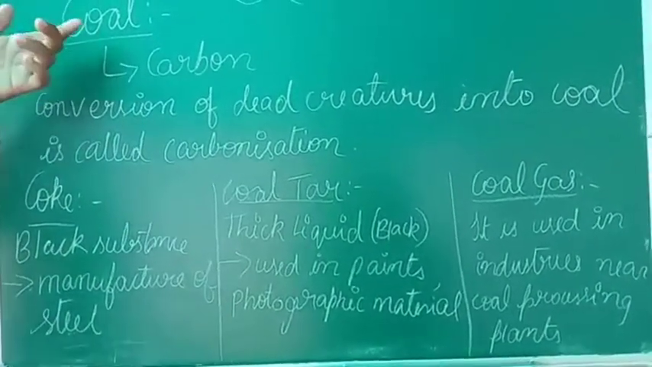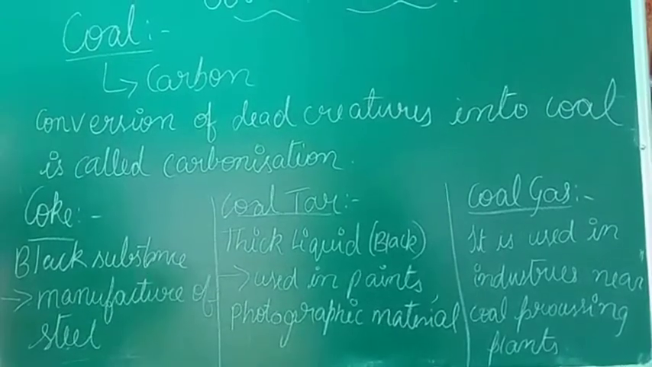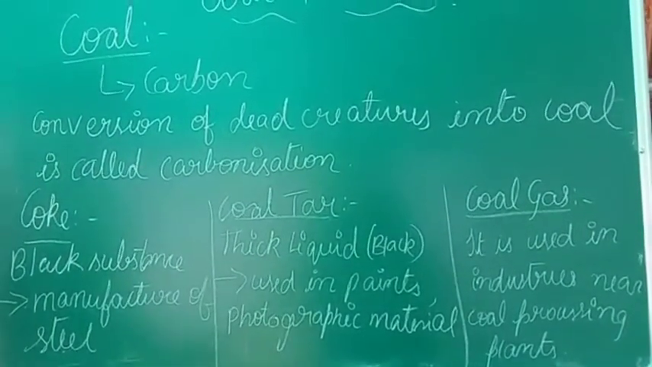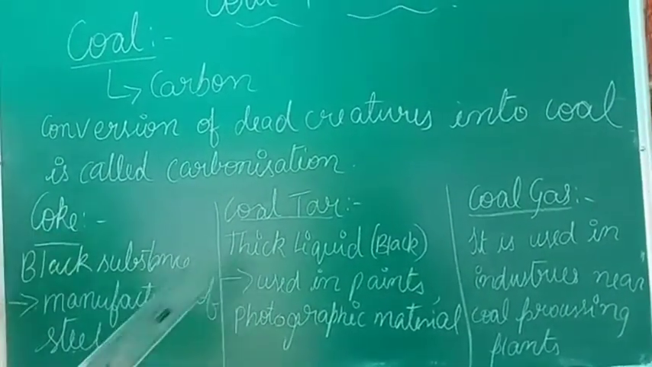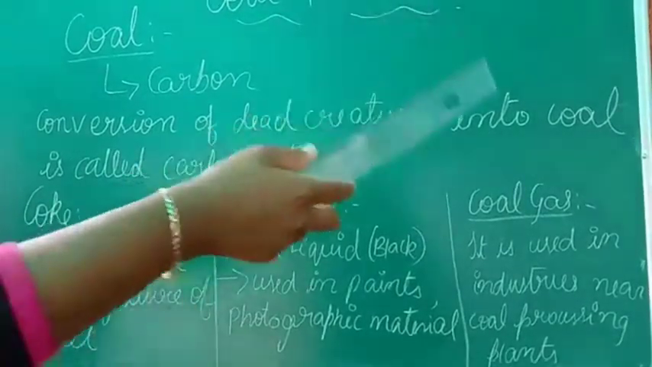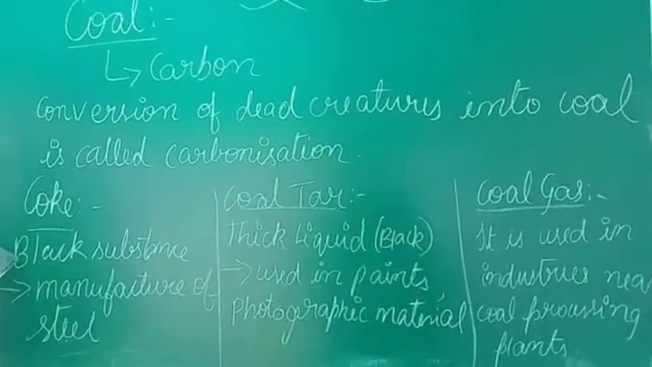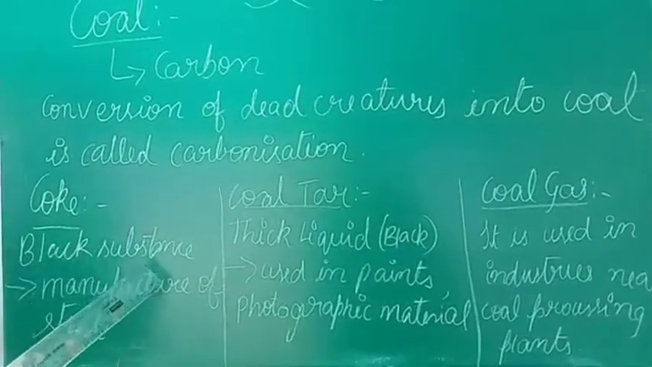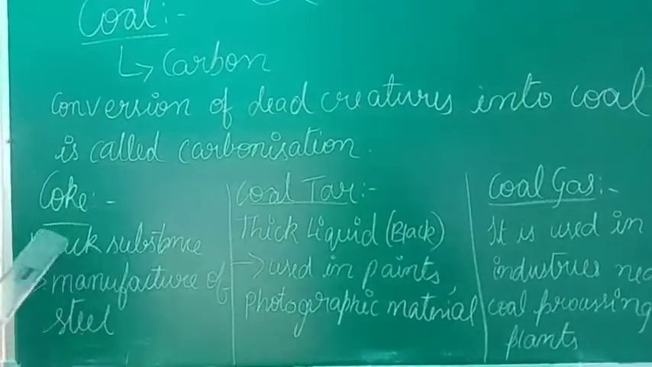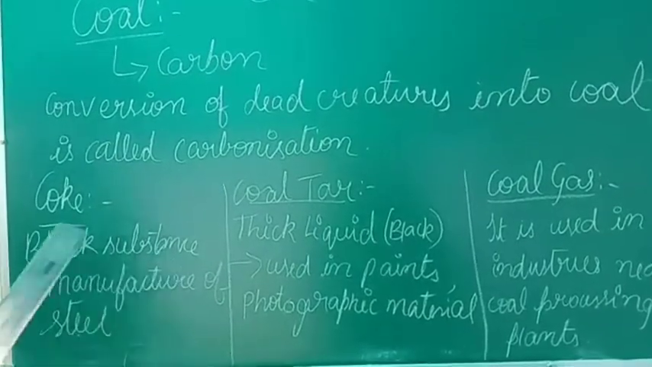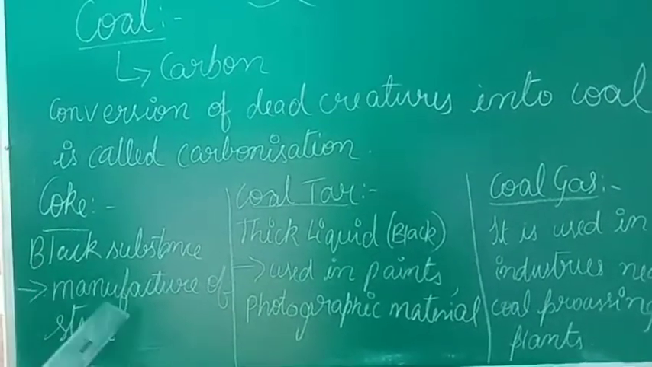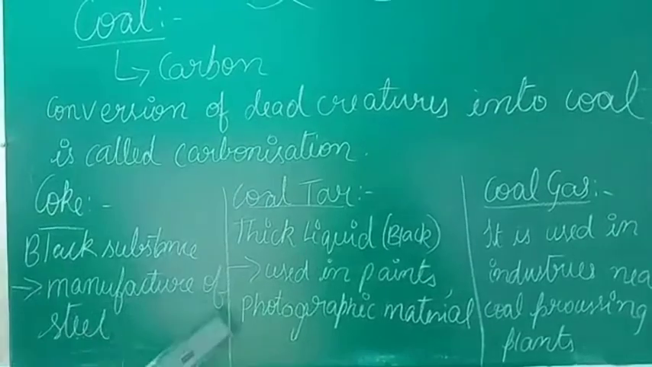Now because of this, coal has been used in a variety of ways. One is coke, one more is coal tar, and one more is coal gas. Now we shall see about coke. Coke is a black colored substance, and specially it is manufactured. It helps in the manufacture of steel.